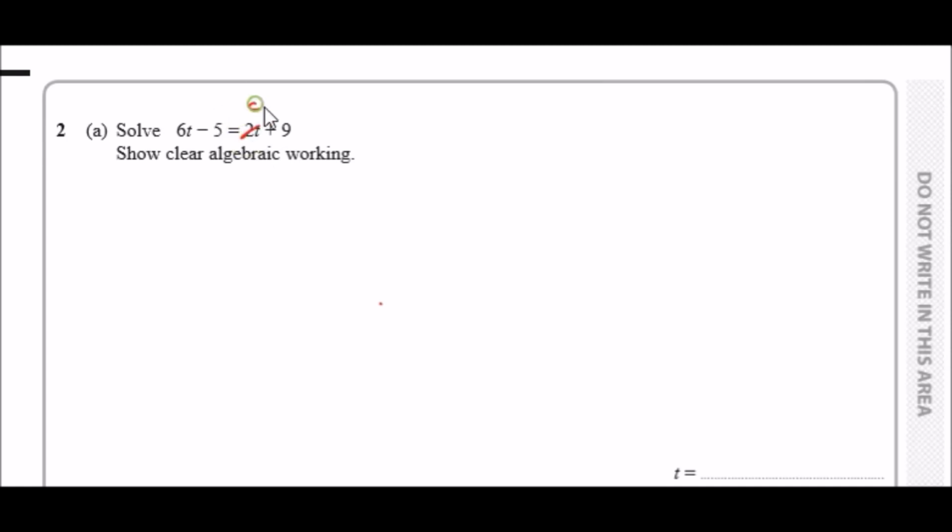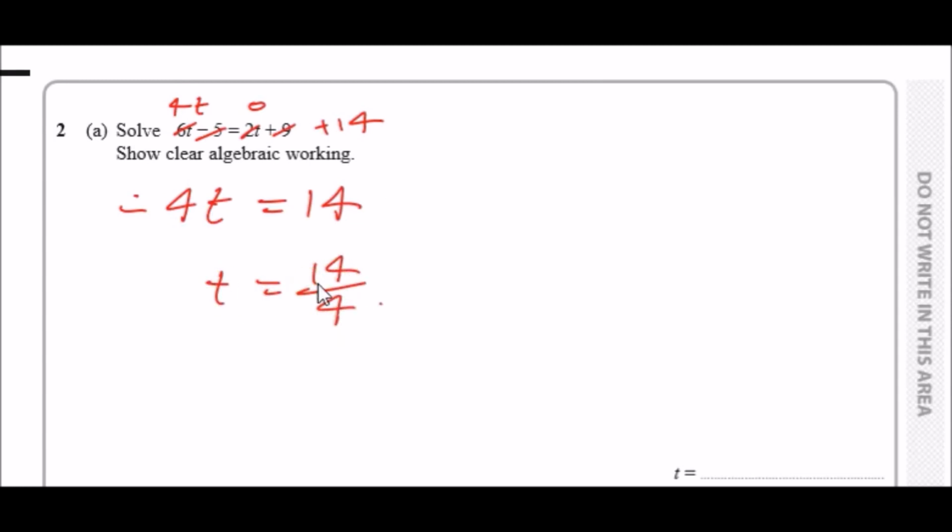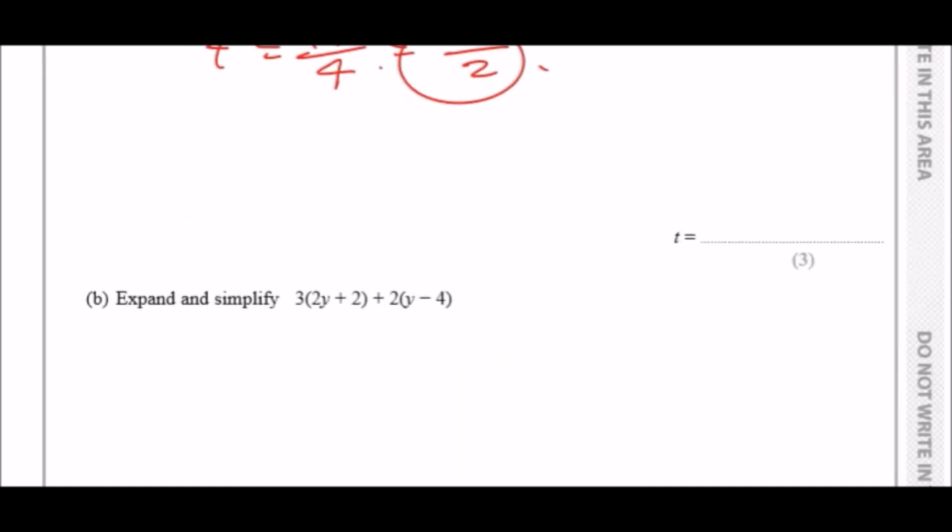So this becomes nothing and this becomes 4t. And add 5 to both sides. So this cancels out and this becomes plus 14. So therefore we have 4t equals positive 14. And then to isolate t from the 4, just divide by 4. So t equals 14 over 4. And simplifying this, or dividing by 2, you should get 7 over 2. And that's it, that's your t value, 7 over 2.